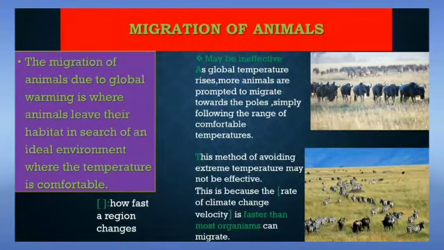Migration of animals. The migration of animals due to global warming is where animals leave their habitat in search of an ideal environment where the temperature is comfortable. How fast a region changes may make this ineffective as global temperature rises. More animals are prompted to migrate towards the poles simply following the range of comfortable temperature. This method of avoiding extreme temperature may not be effective. This is because the rate of climate change velocity is faster than most organisms can migrate.